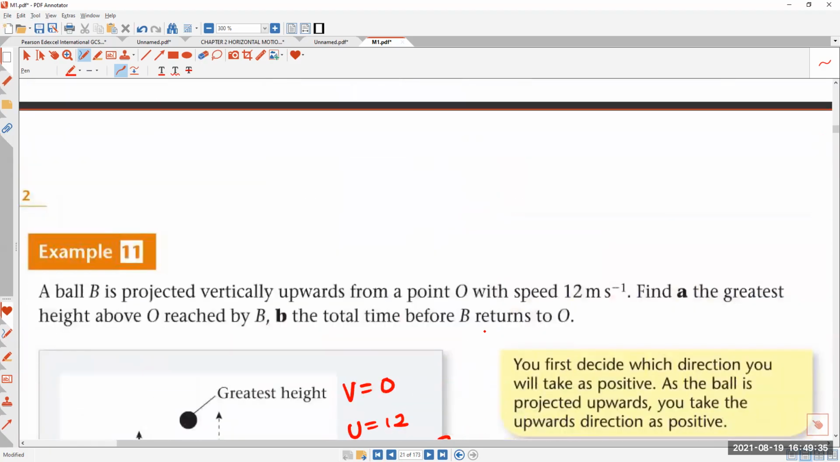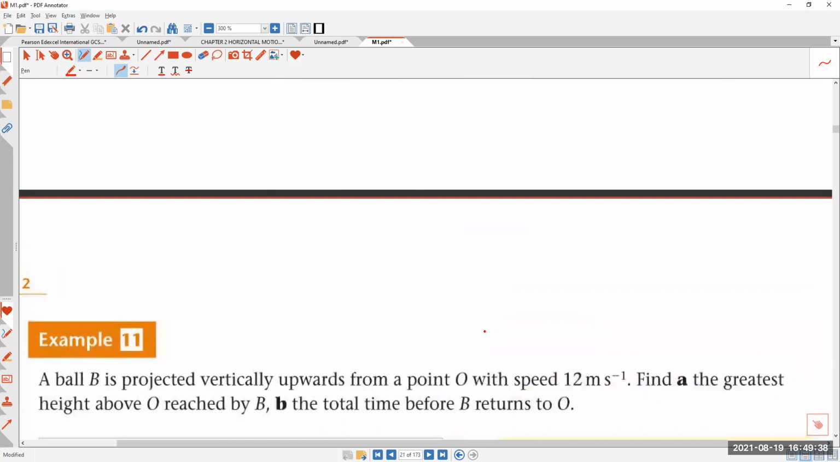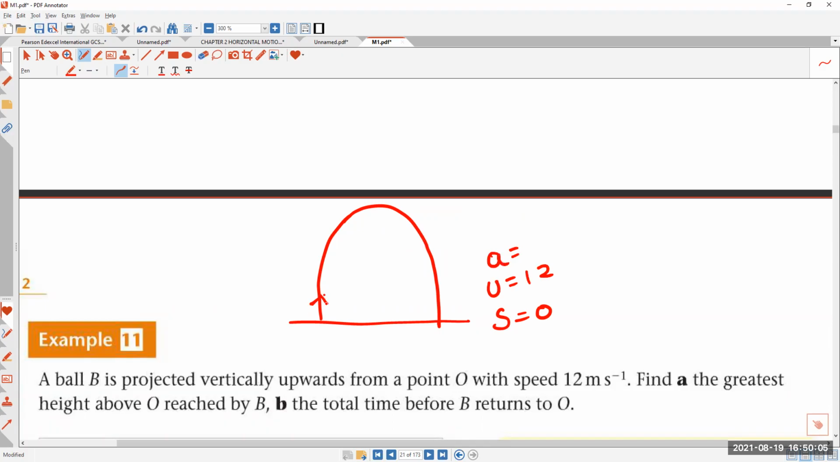What is the total time before B returns to O? There are two ways you can do this. The total time taken is going up and coming down. What's your s over here? 0. It came back to its original position. So s is 0, u is 12, a is minus 9.8, since initially it was going upward. Time is the question mark. So which formula? s equals ut plus half at squared.